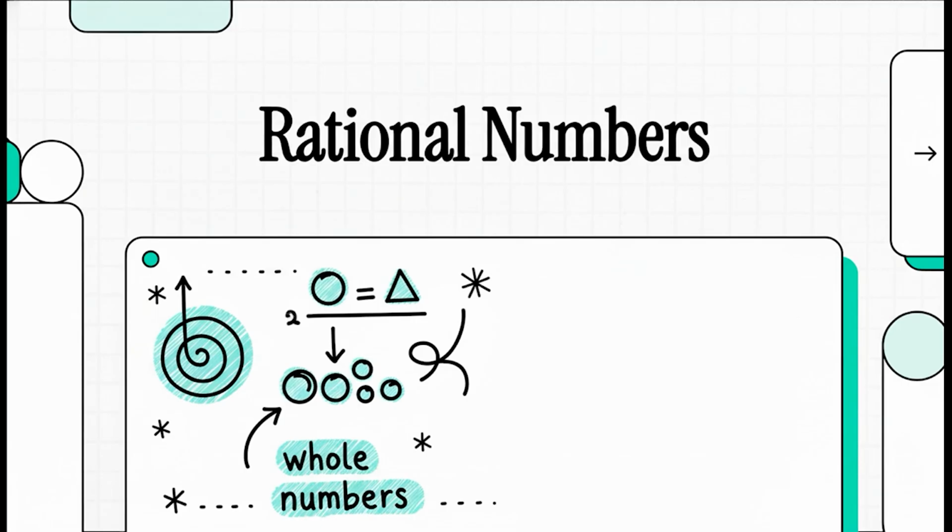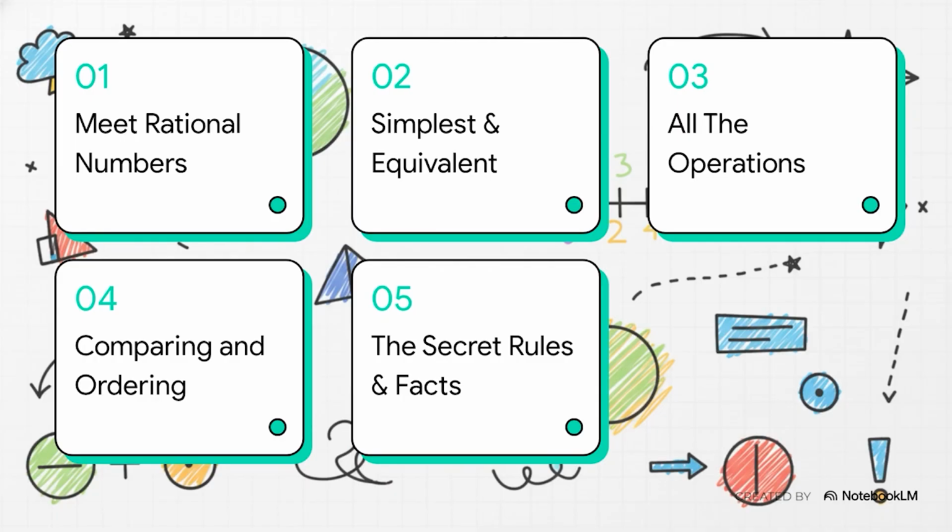Chalo, let's get started. So here's the game plan for today. First up, we'll properly meet rational numbers and find out what exactly they are. Then we'll learn how to give them a little makeover to find the simplest, neatest form. After that, it's action time. We'll add, subtract, multiply and divide them. Then we'll make them face off against each other to see which one is bigger. And finally, we'll unlock some secret rules and really cool facts about them. It's going to be a lot of fun. So let's jump right in.